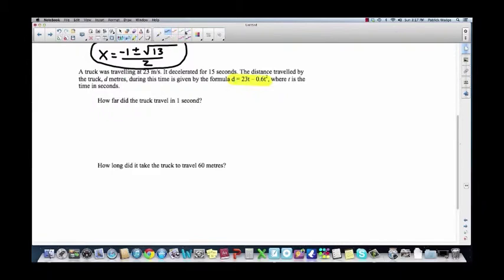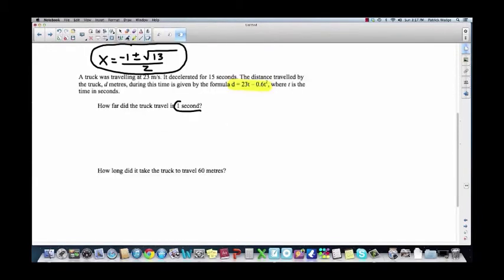So the first question is, how far did the truck travel in 1 second? 1 second, we know this, and this is a time. That was a pretty silly question, I know. In other words, we know the time. We can plug it in here and solve, and we'll have our answer. We'll know how far the truck traveled in 1 second.